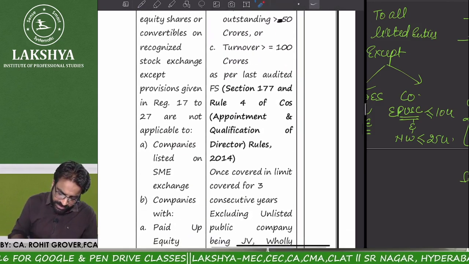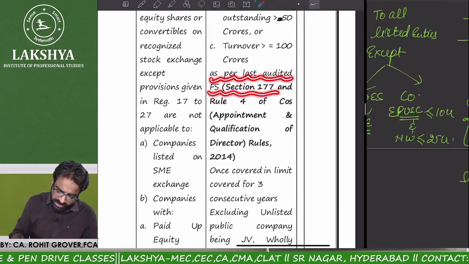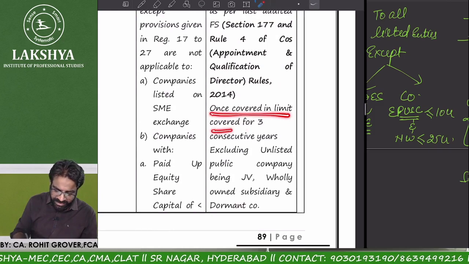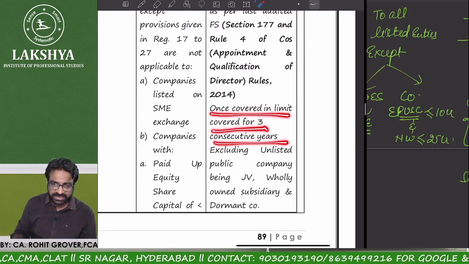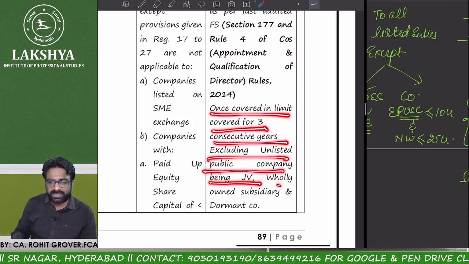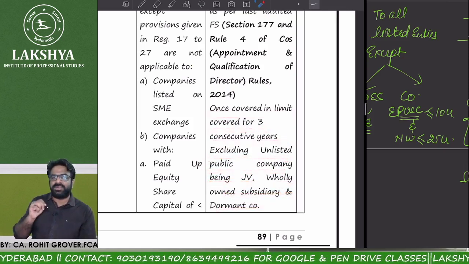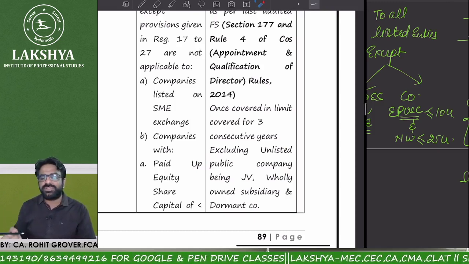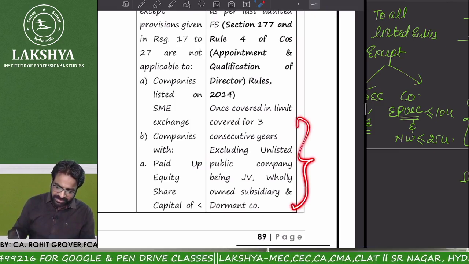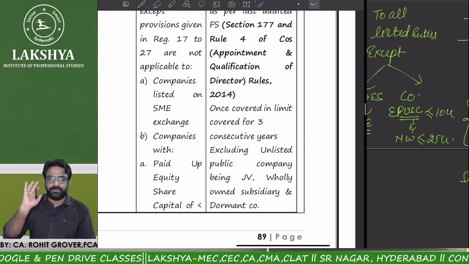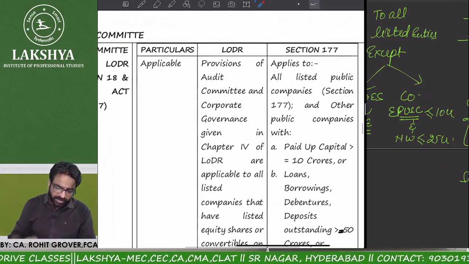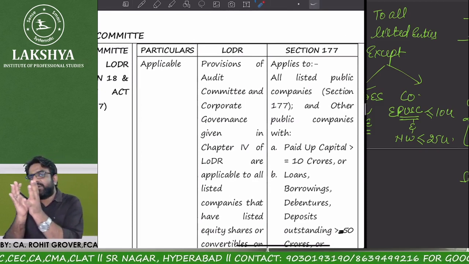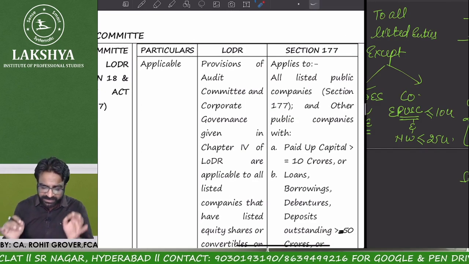And what is written? It is to be seen as per the last audited financial statement and as per the Appointment and Qualification of Directors Rules 2014. Once covered in the limit, covered for 3 consecutive years, excluding unlisted public companies being joint ventures and wholly owned subsidiaries and dormant companies. So if you are an unlisted public company which is a joint venture, or you are a wholly owned subsidiary or a dormant company, then in that case, this 3 years provision is not applicable to you. So this is the applicability of audit committee as per LODR and applicability of audit committee as per section number 177.